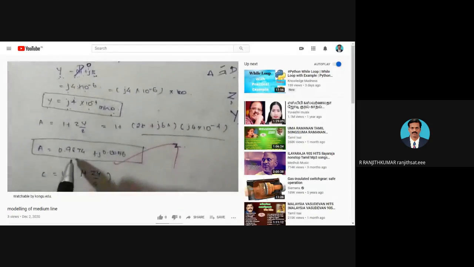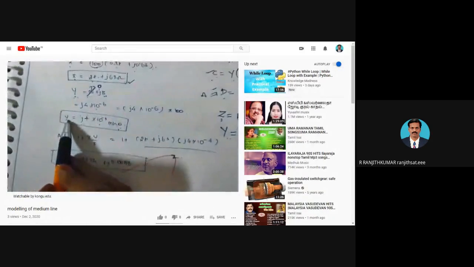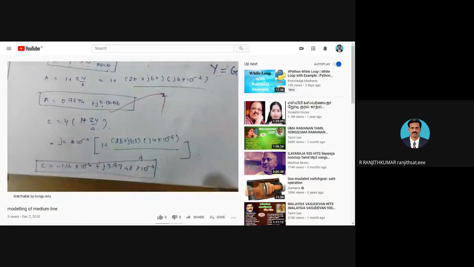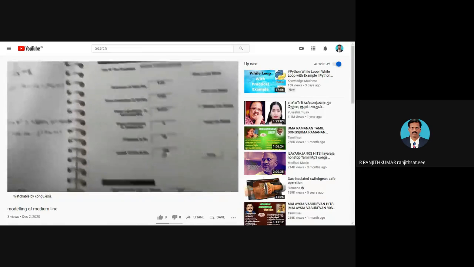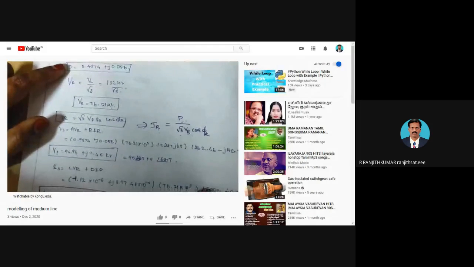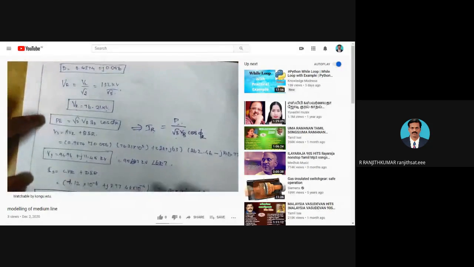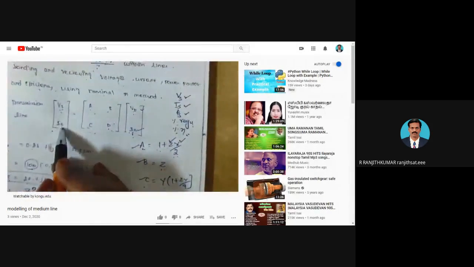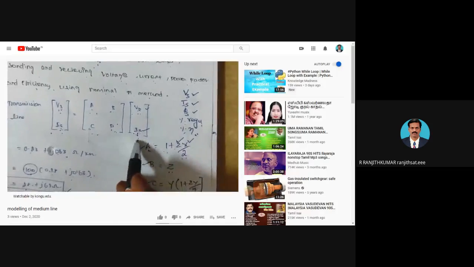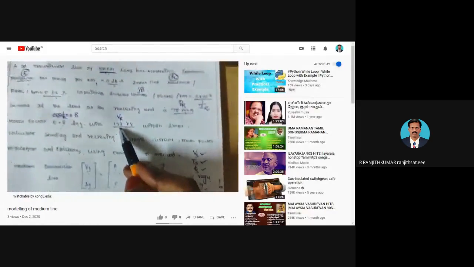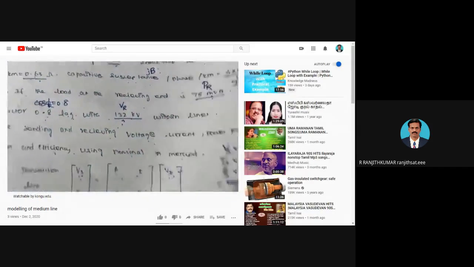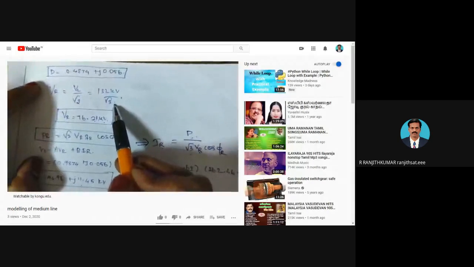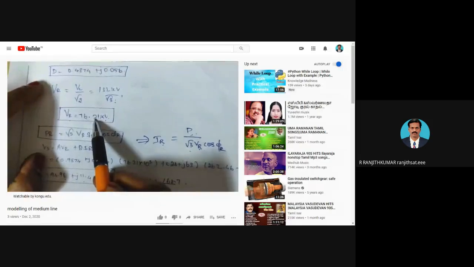Now I am going to substitute this Z and Y, and calculate the A value, B value, C value and D value. After calculating A, B, C, D, I am going to calculate VS, IS using this matrix: VS, IS equals ABCD into VR, IR. VR is given in the question as 132, which is a line voltage. We have to convert this to phase voltage. So 132 divided by root 3 is 76.21 kV.